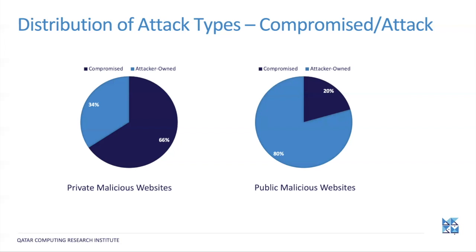The left pie chart shows that almost 2/3 of private malicious websites are compromised. The pie chart on the right, on the other hand, understandably shows that the majority of the subdomains are created by the attackers to launch the attack, presumably because of the low price tag involved.